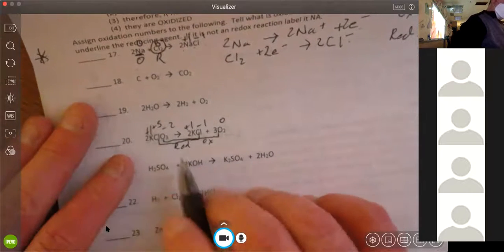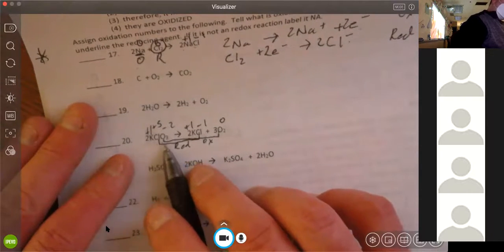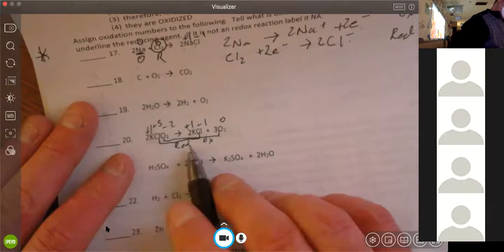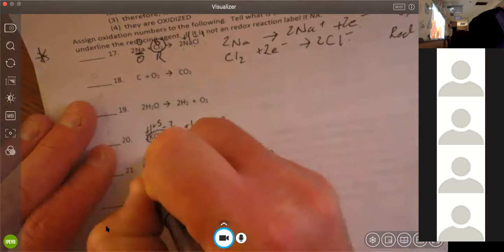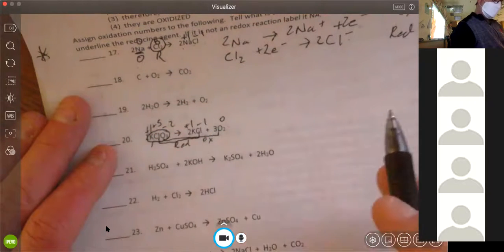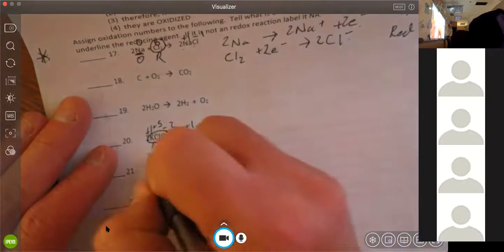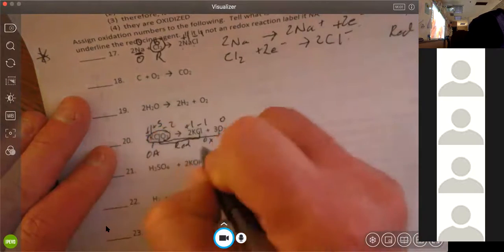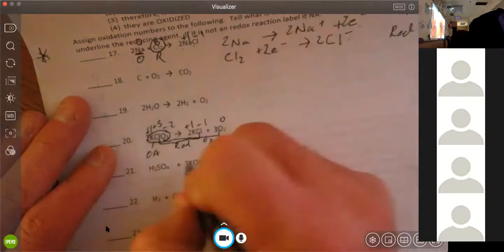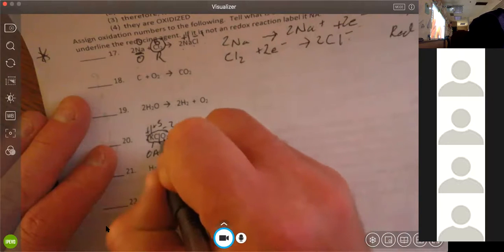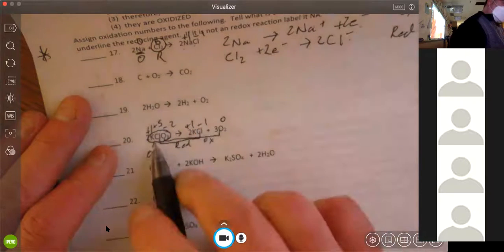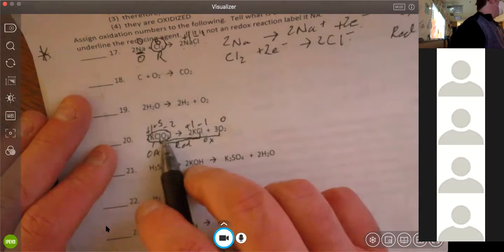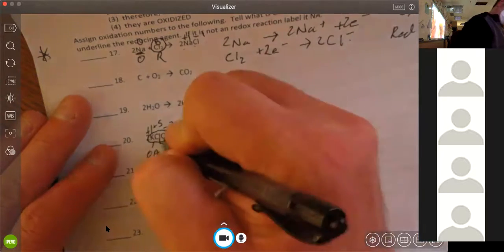So let's take a look. KClO3, if the Cl was reduced, that makes this the oxidizer. Make sure to circle the oxidizing agent and underline the reducing agent. If we take a look here, since there's only one reactant, not only is this big old thing here the oxidizing agent, it is also the reducing agent.